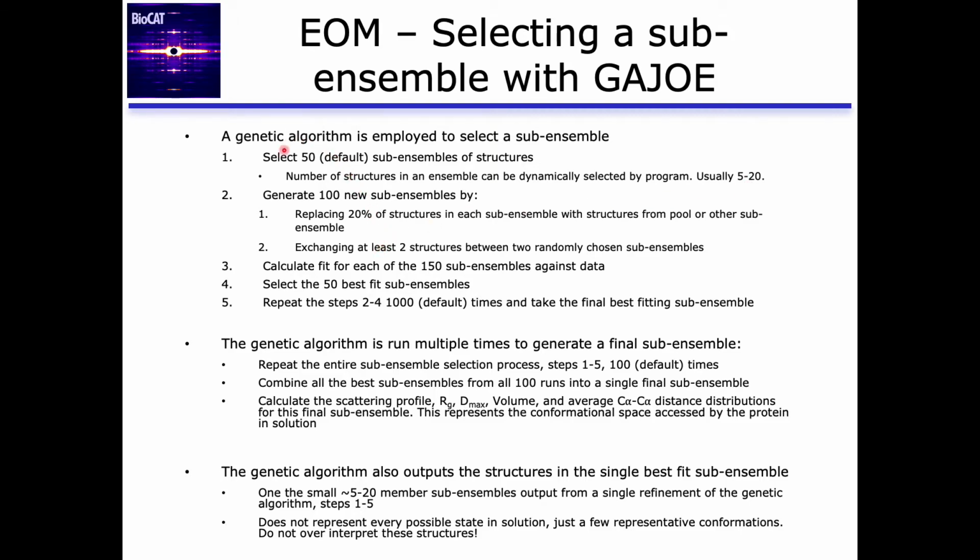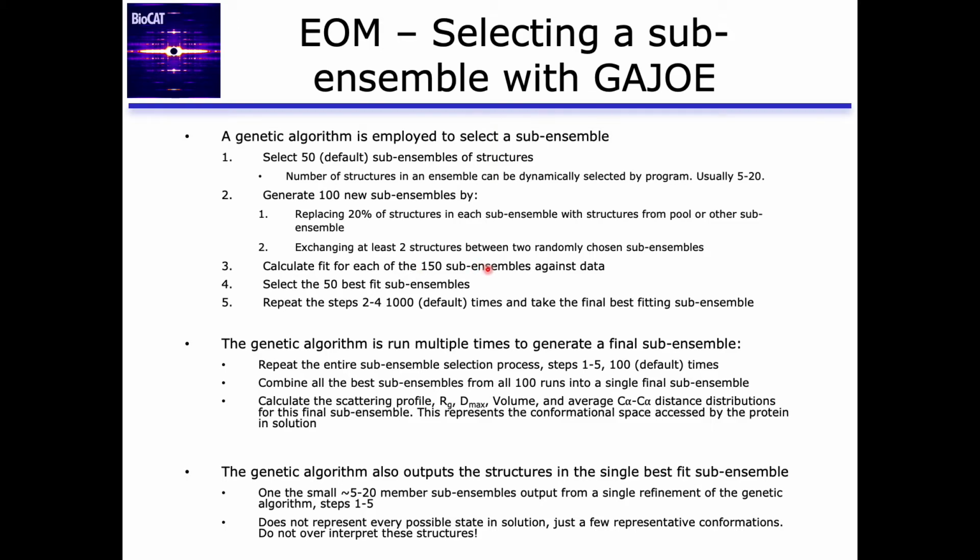And then from these 50 sub-ensembles, you generate 100 different new sub-ensembles using two different approaches. You can either replace 20% of the structures in each sub-ensemble with structures either from your full pool of structures or the other sub-ensembles. Or you can exchange at least two structures between two randomly chosen sub-ensembles. So this is the genetic operation, these two ways of changing your sub-ensembles. So then you have these 150 sub-ensembles.